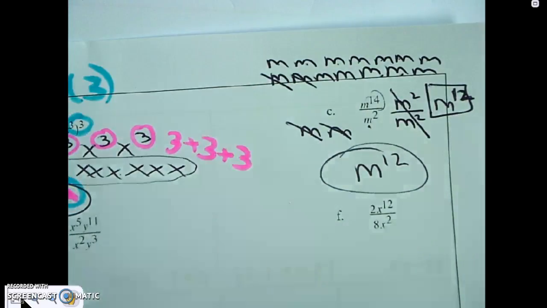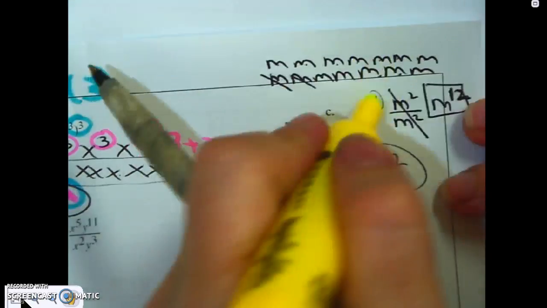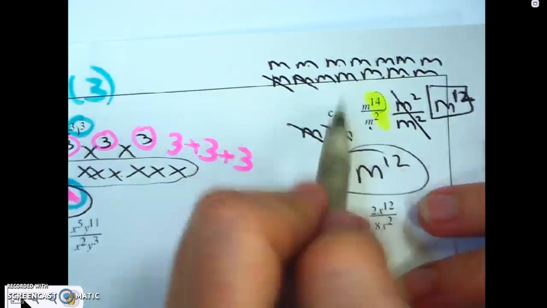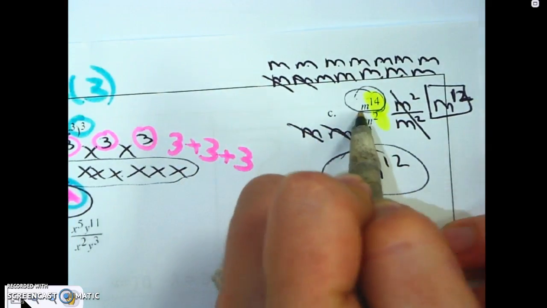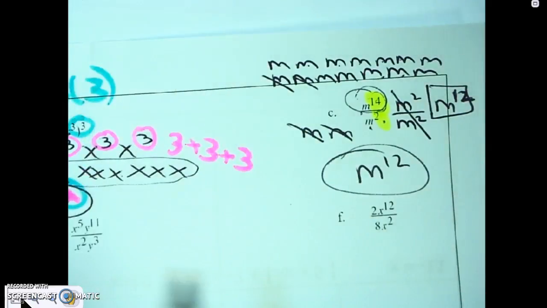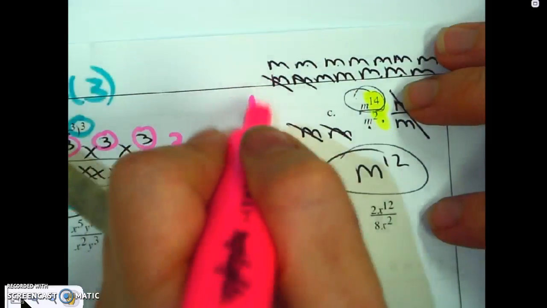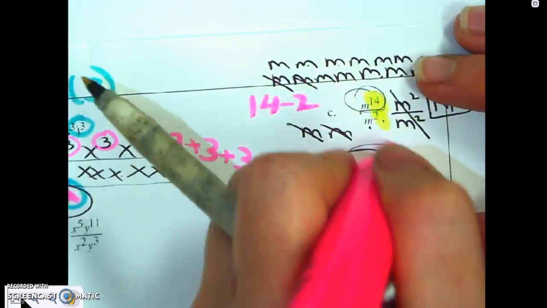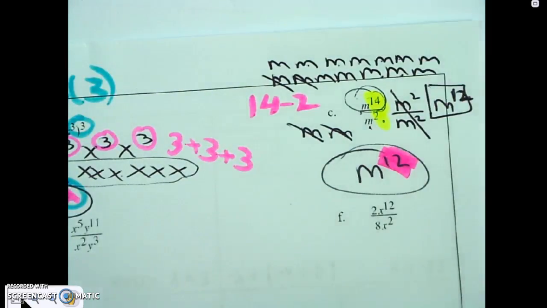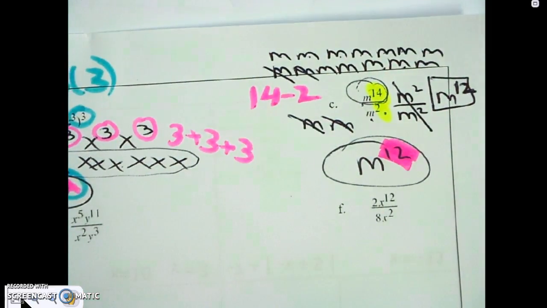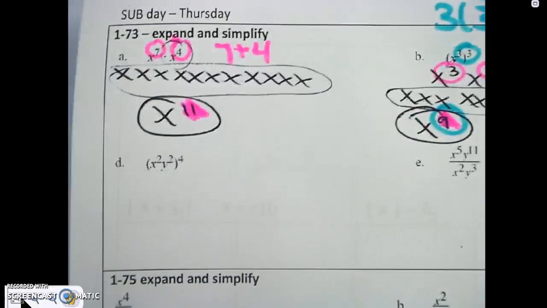I can also do this. Are there more on top or more on bottom? There's more on top. How many more? 2. So in other words, I could do 14 minus 2, and that's 12. All different ways that work.